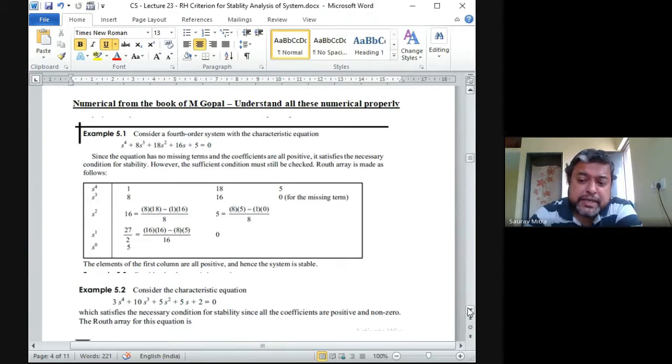And for those who are attending the lectures, there are mainly two questions which can be asked from this Routh-Hurwitz criterion. In short, we call it the RH criterion, named after the inventors of this method of stability analysis for any closed loop system. One is Routh, another is Hurwitz. So as per their names, this criterion is called the RH criterion.